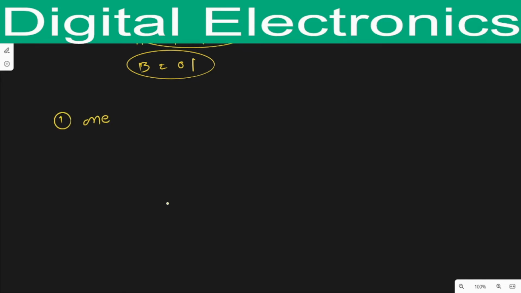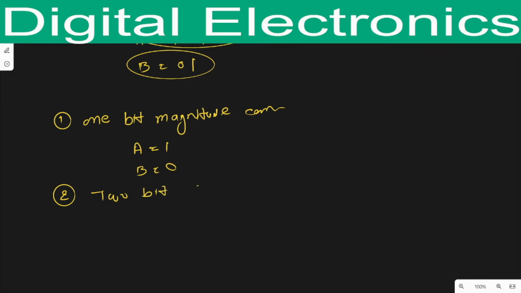Such as the 1 bit magnitude comparator. First, the 1 bit magnitude comparator. In a 1 bit magnitude comparator, the A number is of 1 bit and the B number is also of 1 bit. Second, the 2 bit magnitude comparator.